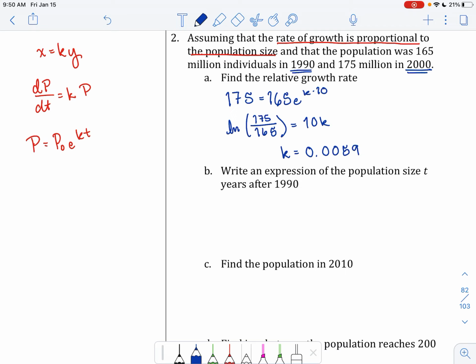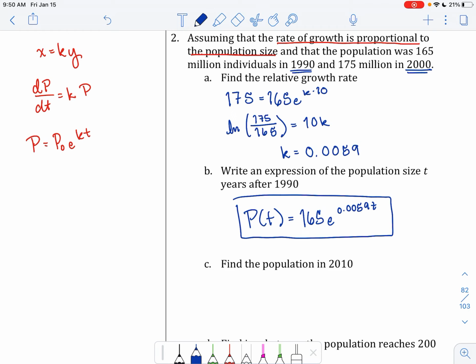So write an expression for the population size. So I'm just going to use that original equation, 165. You can write out 165 million, or you can just use million individuals as your unit, which is what I will do. 165 e to the 0.0059t, using my answer from part A.